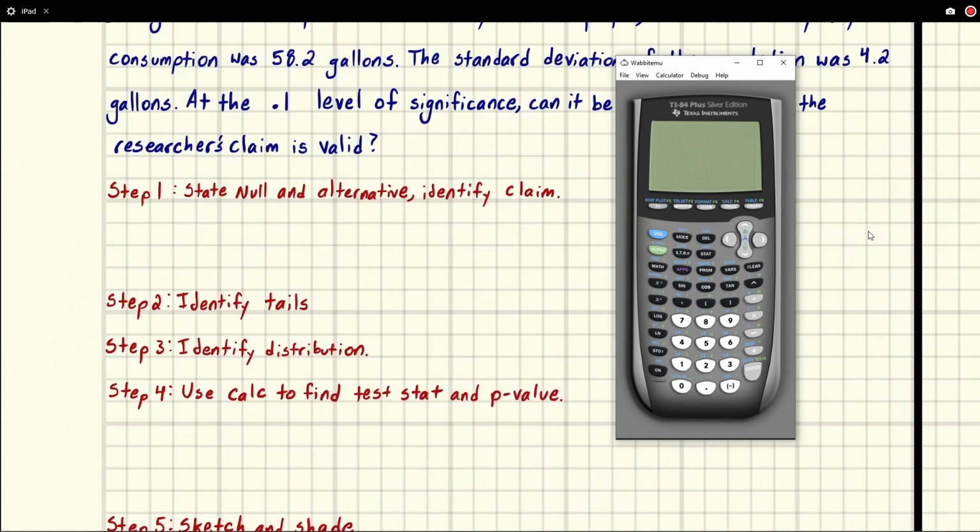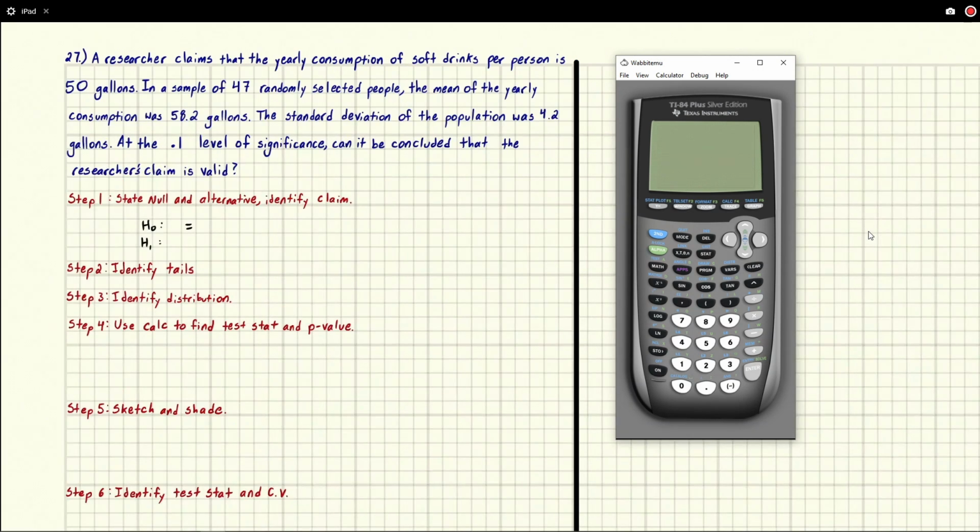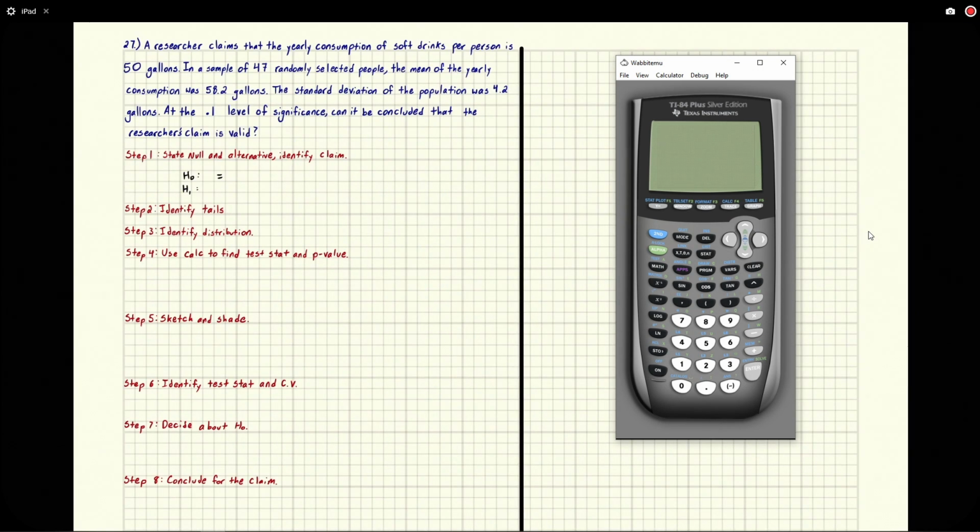All right, so we know we're going to have a null hypothesis, that's H naught, and we're going to have an alternative that's H1. H naught gets an equal sign. H1 we find out from the problem. And here they claim the yearly consumption of soft drinks per person is 50 gallons. So they're claiming that this is the yearly consumption, and that's it.